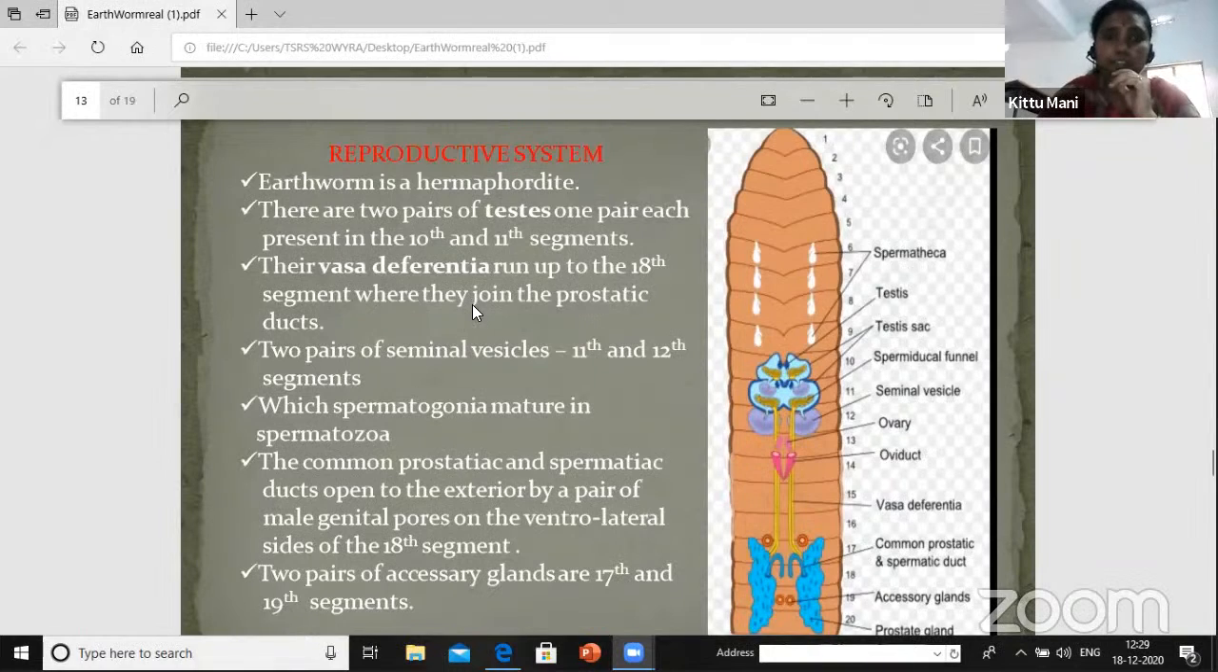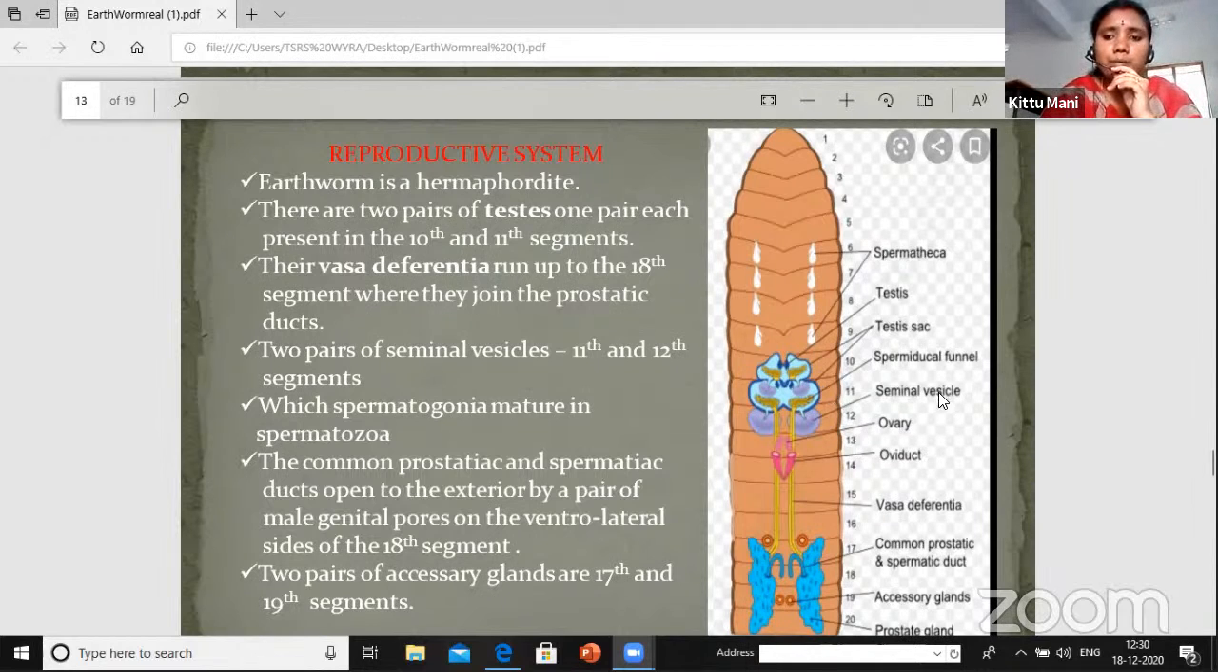Next, they join the prostatic glands. Prostatic glands means the prostate gland. They are accessory glands, and they are located in humans also. The name is the same, prostate glands, which control and support the reproductive system. There are two pairs of seminal vesicles at the 11th and 12th segments, in which spermatogonia mature into spermatozoa.